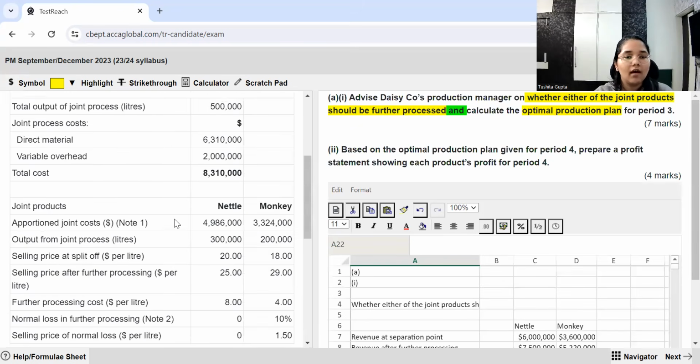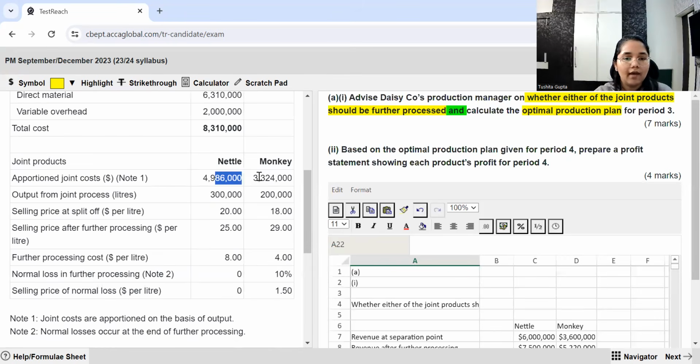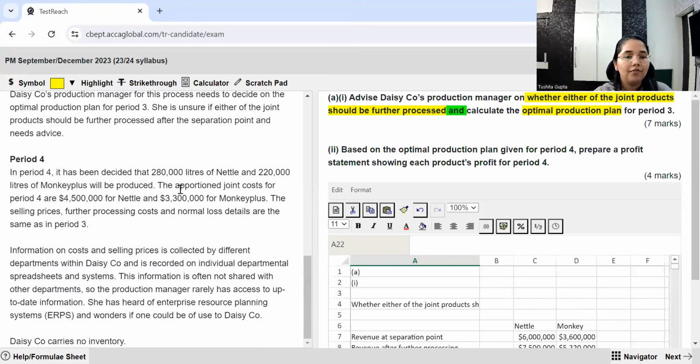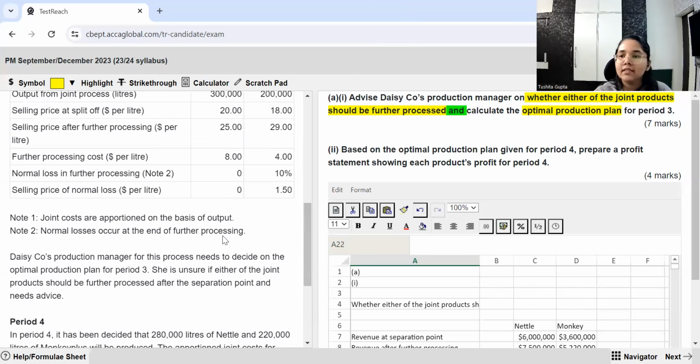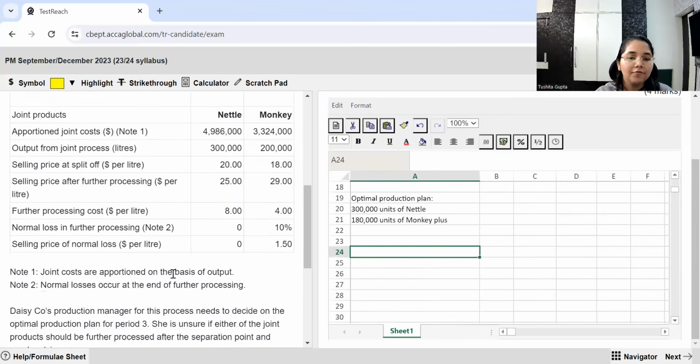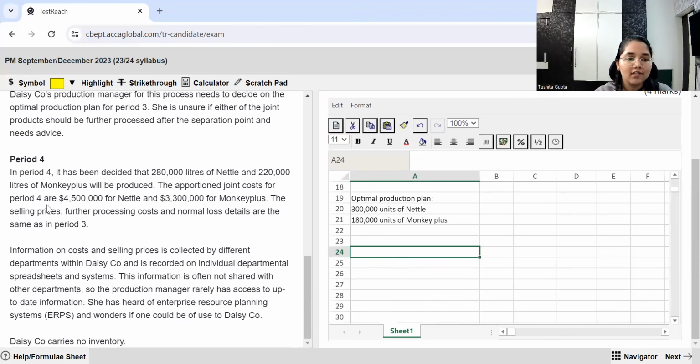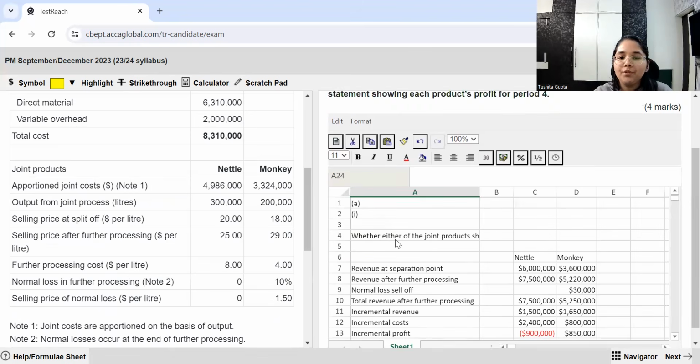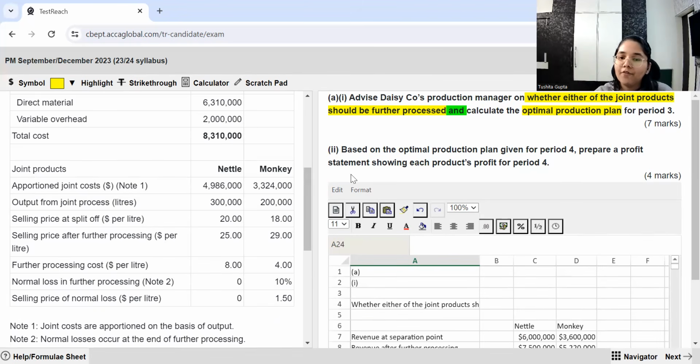Okay, so the joint costs, which were these over here, have already been given to us, and now the selling prices, the processing costs and everything are remaining the same as they were in period 3. So that information remains constant, but only the joint apportioned cost has changed, and it has given us the changed figures also. So now we have to prepare the profit statement showing each product's profit. It's very important that we show each product's profit separately.